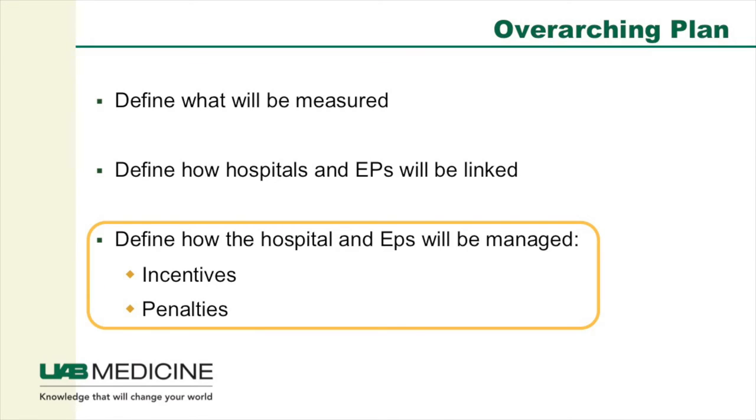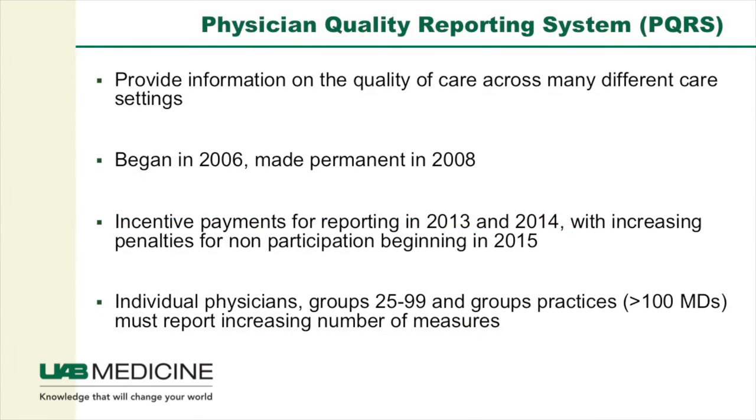So the last piece we're going to talk about in this section is really how you're going to be managed. There's something called the PQRS, and most of you have probably already been signed up for it, and if you haven't, your practice plan already has. It provides information on the quality of care. It began in 2006. It was made permanent in 2008. I guarantee you everybody who was practicing in 2006 and 2008 had no idea about it.